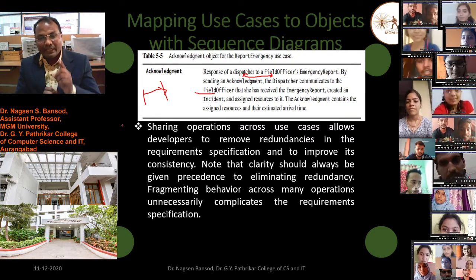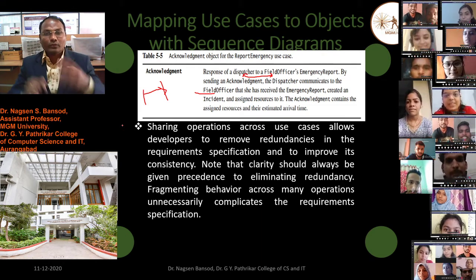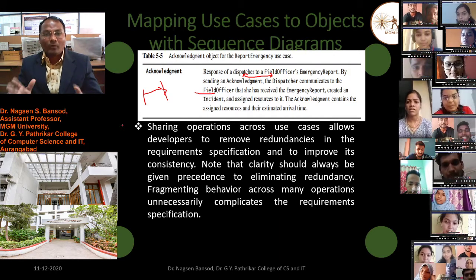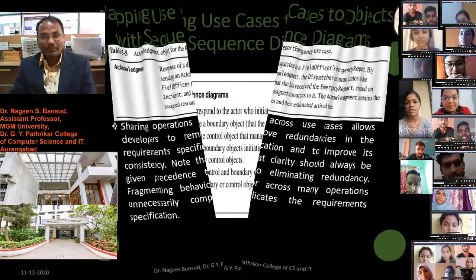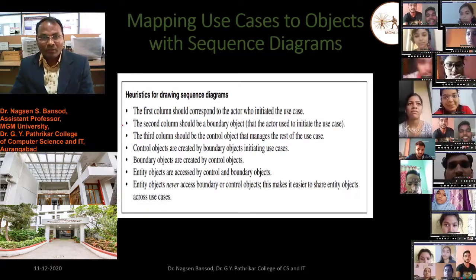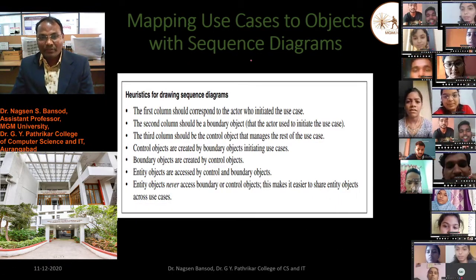It is very essential to eliminate the repeated content and repeated functions, to avoid unnecessary complexity in the software. We have to remove these repeated parts. Now you see the mapping of use case to object with sequence diagram.